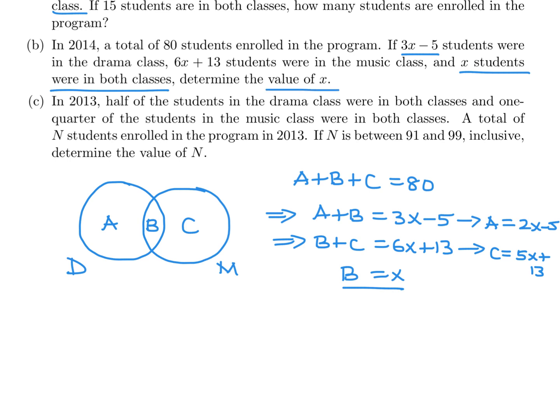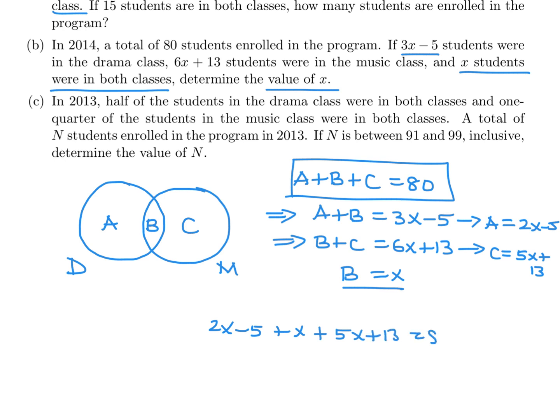Okay, so what are we trying to figure out in this question? Determine the value of x. So I guess we just plug everything into there. A is 2x minus 5, B is x, and C is 5x plus 13, and that all equals 80. So this is the algebra. This becomes 8x plus 8 is 80. Divide through by 8, and you get x plus 1 is 10, and therefore x is equal to 9.